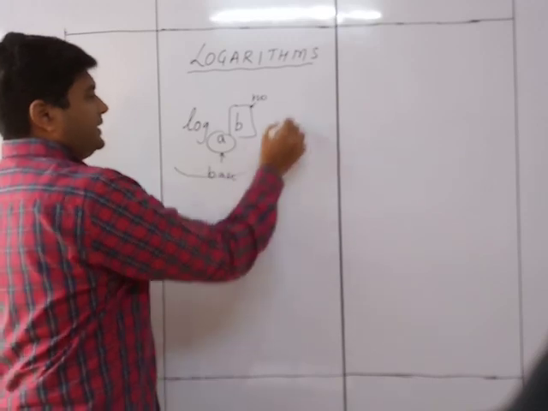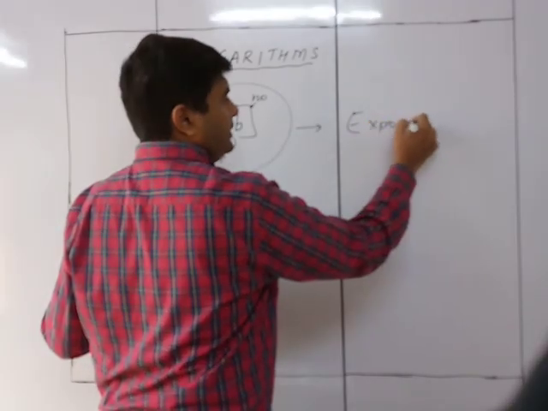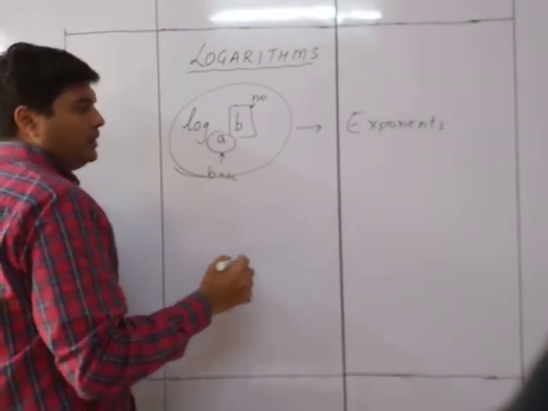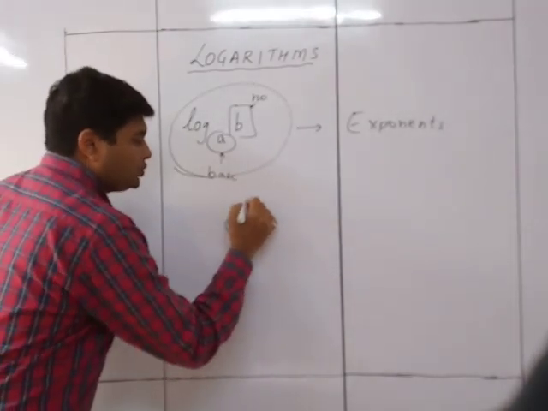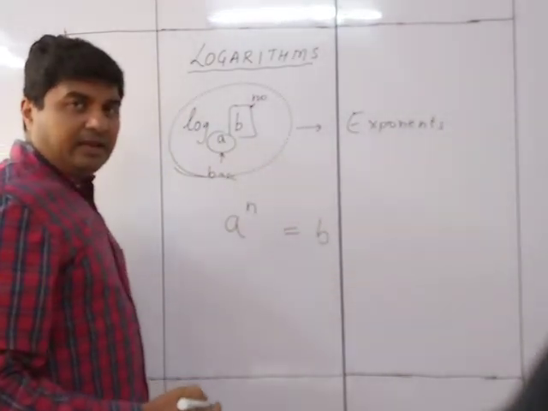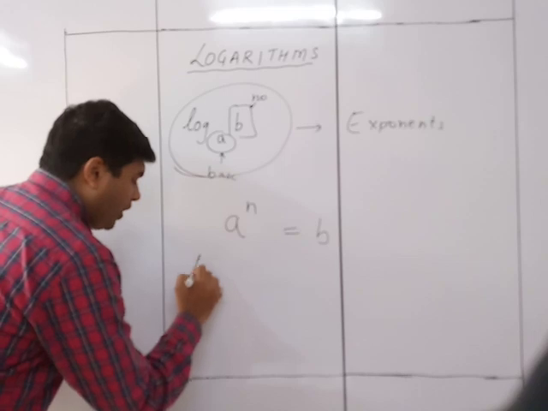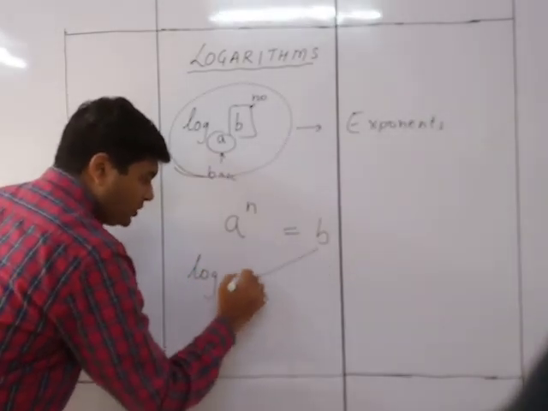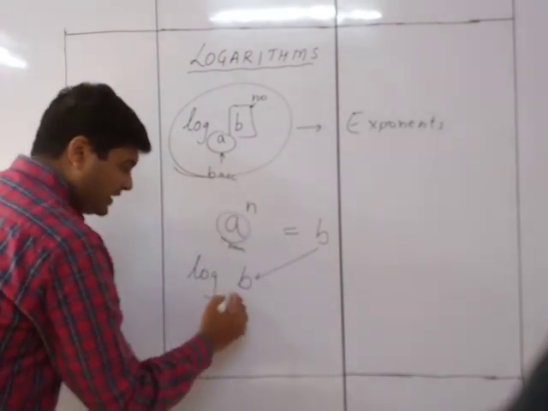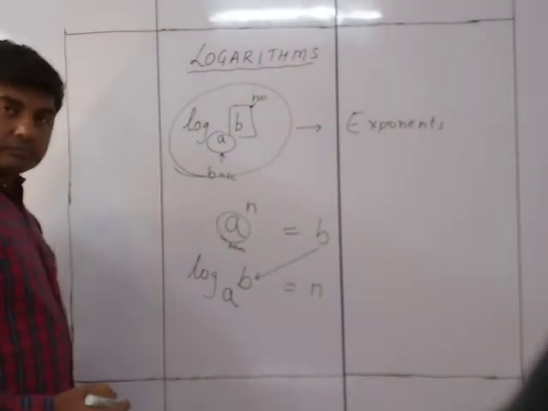So this logarithm has a direct relationship with exponents. Exponents and logs are very much connected. For example, if a raised to n is equal to b, then log of b, the base will still remain the same, a. And the answer to this will be n. Got it?